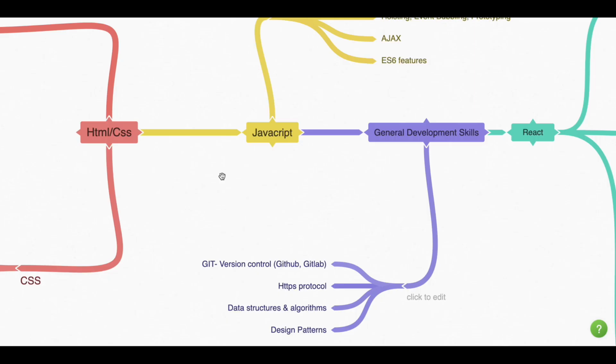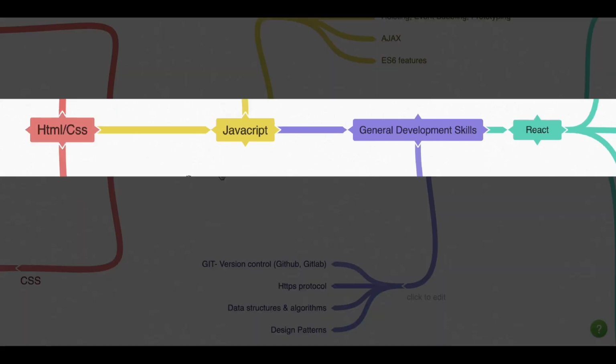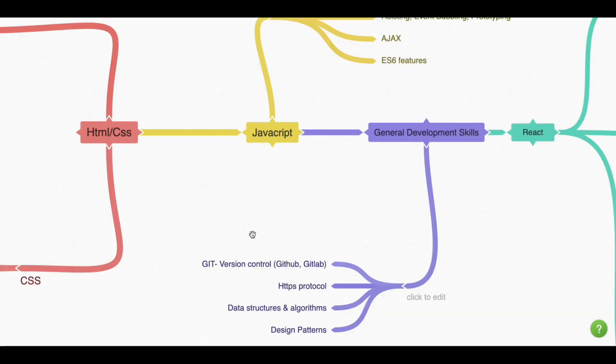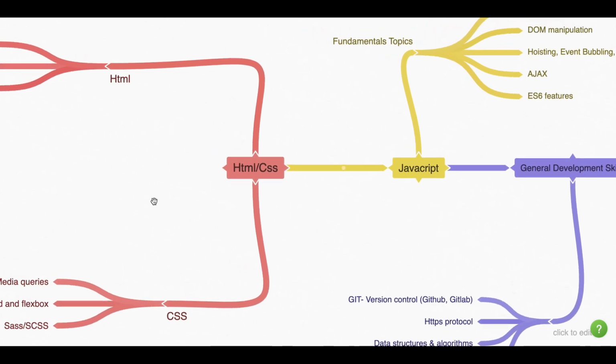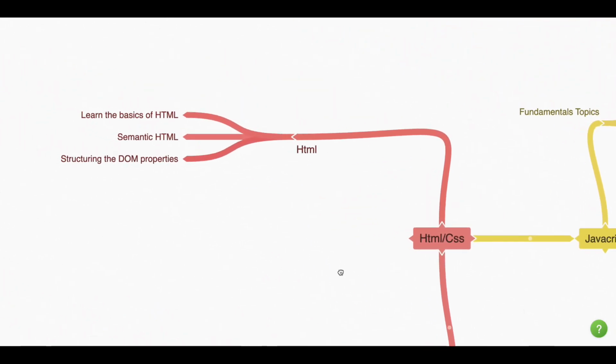So let's start with the roadmap. I have divided this roadmap into 4 sections. The first 3 sections are prerequisites of React and the 4th is React itself. In the first 3 sections, we will talk about HTML, CSS, JavaScript and some general skills. And the last section is React itself. So let's start with the first section.